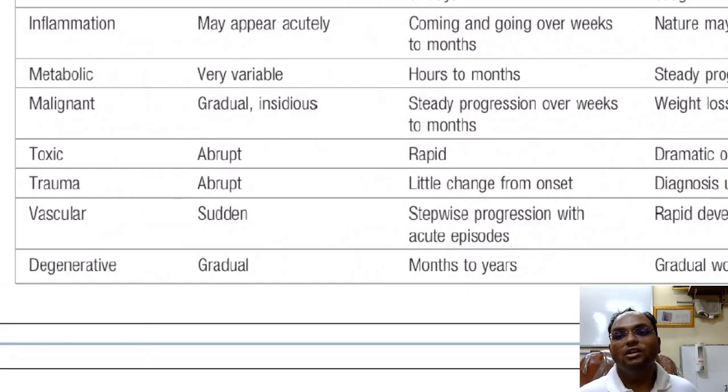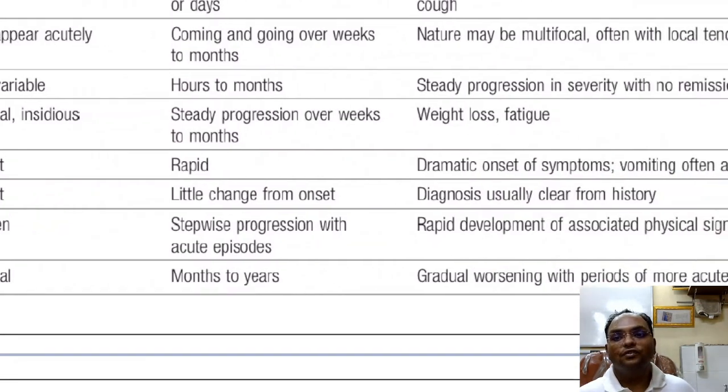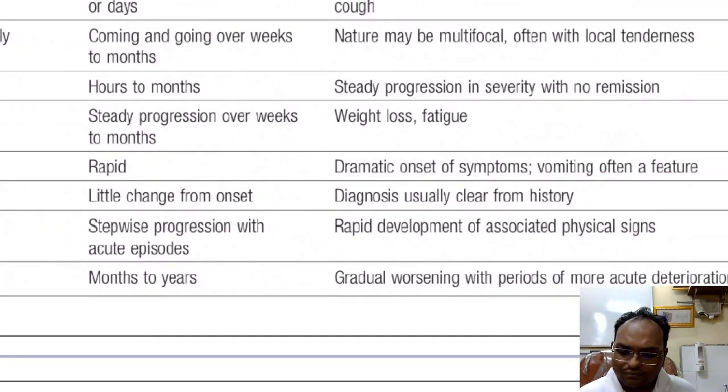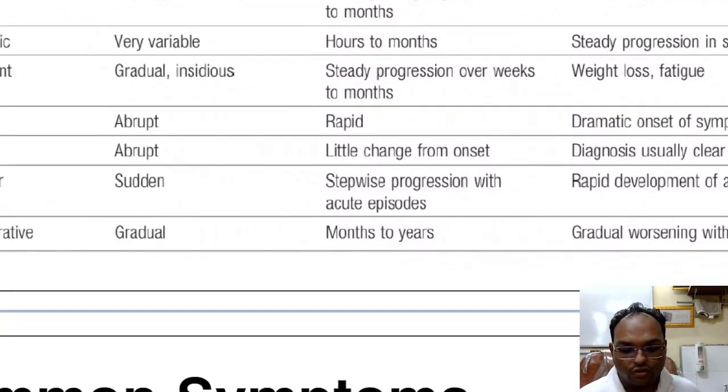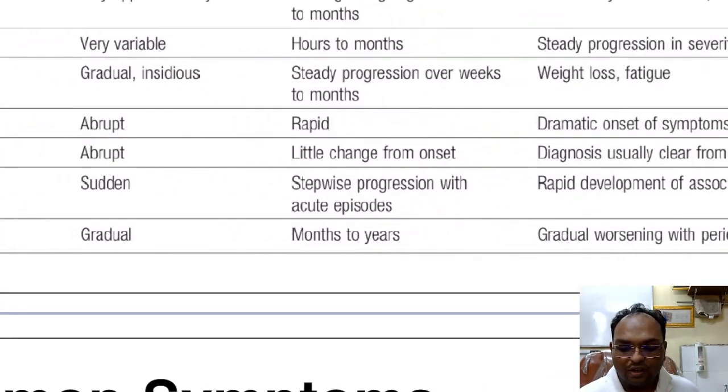Any toxin, of course again, when I teach toxicology, it can be acute or chronic, but abrupt is acute toxicity, rapid, with dramatic onset of symptoms. Vomiting can happen, respiratory distress, cyanosis, frothing from the mouth, seizure, tachycardia, pupils dilated or constricted, slurring of speech, salivation, lacrimation, or drying up, depending on what kind of poison or toxin you are exposed to. Trauma, of course, is abrupt, little from onset.